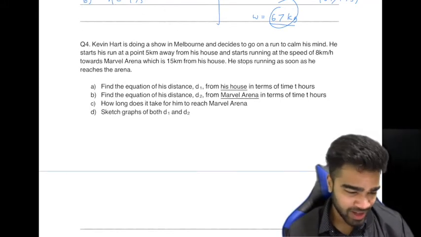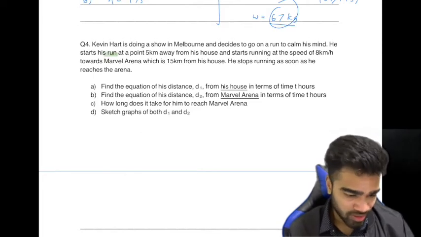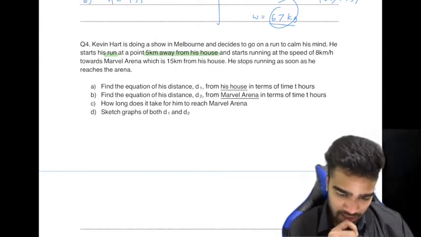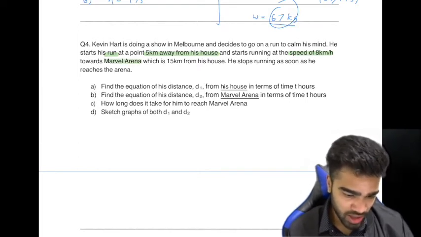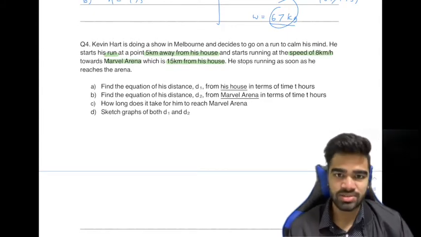It's very funny. All right, Kevin Hart is doing a show in Melbourne and he decides to go on a run to calm his mind. He starts his run at a point 5 kilometers away from his house. And then he starts running at a speed of 8 kilometers per hour towards Marvel Arena. So that's his destination, which is total 15 kilometers from his house. He stops running as soon as he reaches the arena. So he's going to his destination.